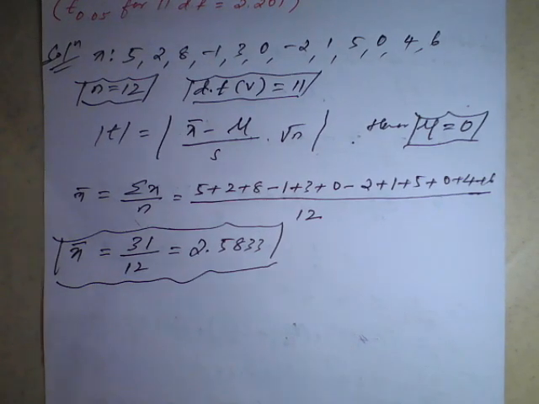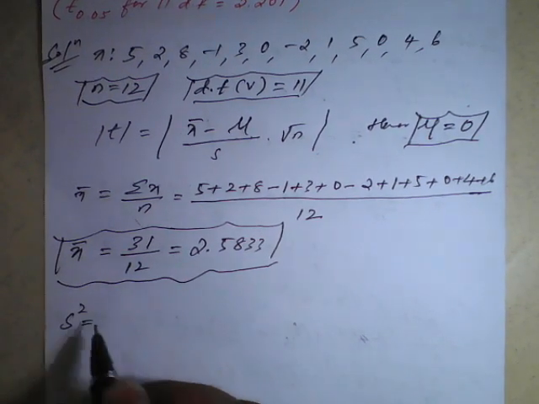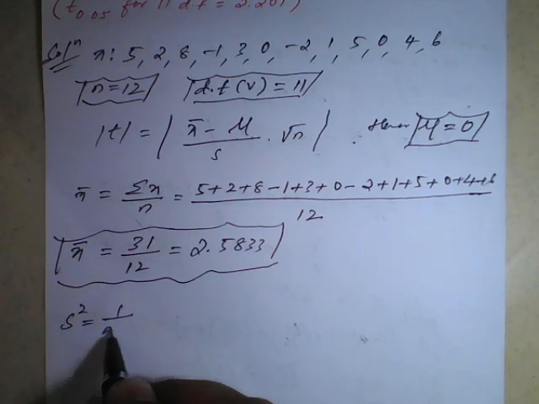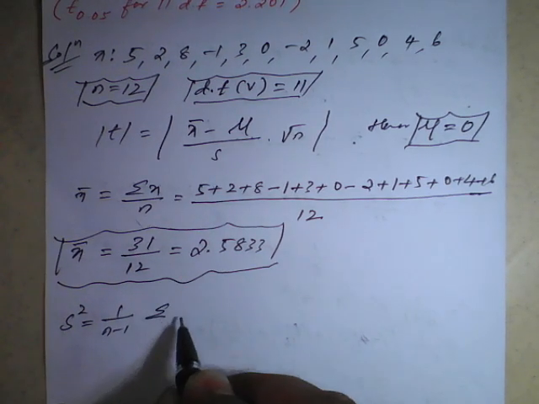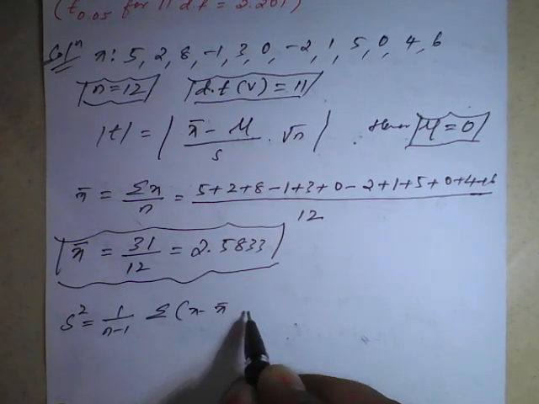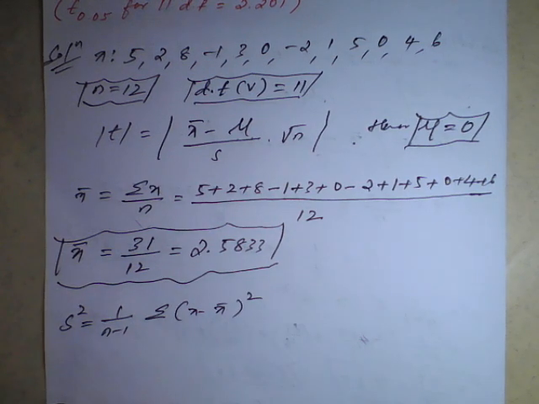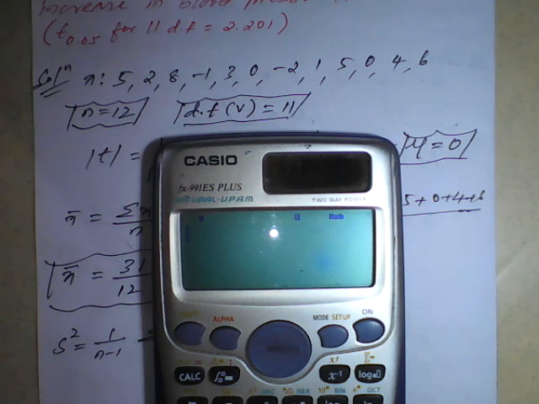Before finding s, we'll calculate s square. s square is nothing but 1 upon n minus 1 times the summation of (x minus x bar) whole square. So this we need to calculate. I will use the calculator to find x bar as well as s directly, but we need to write the formula manually. The easy way is the calculator.